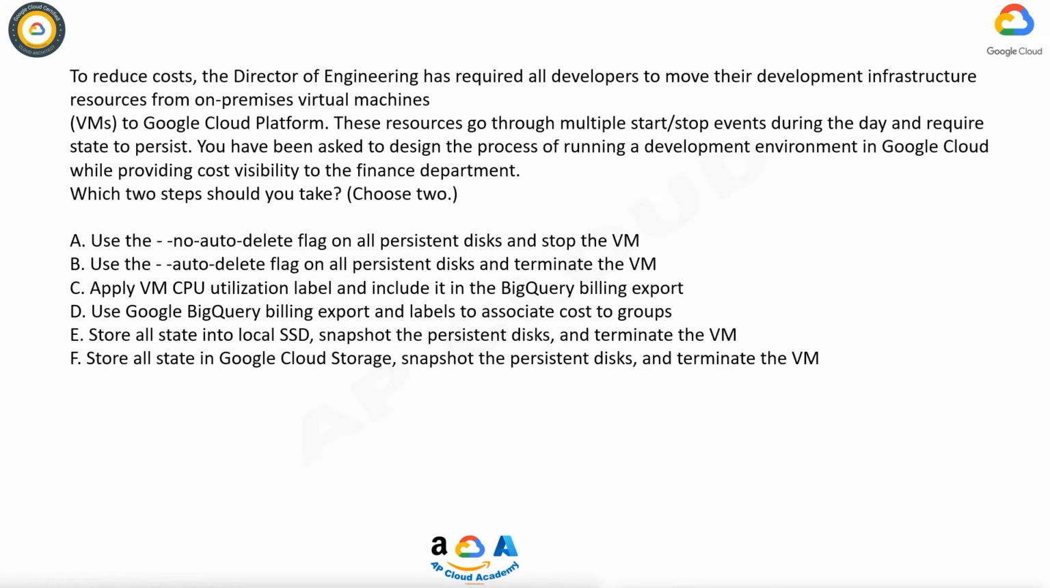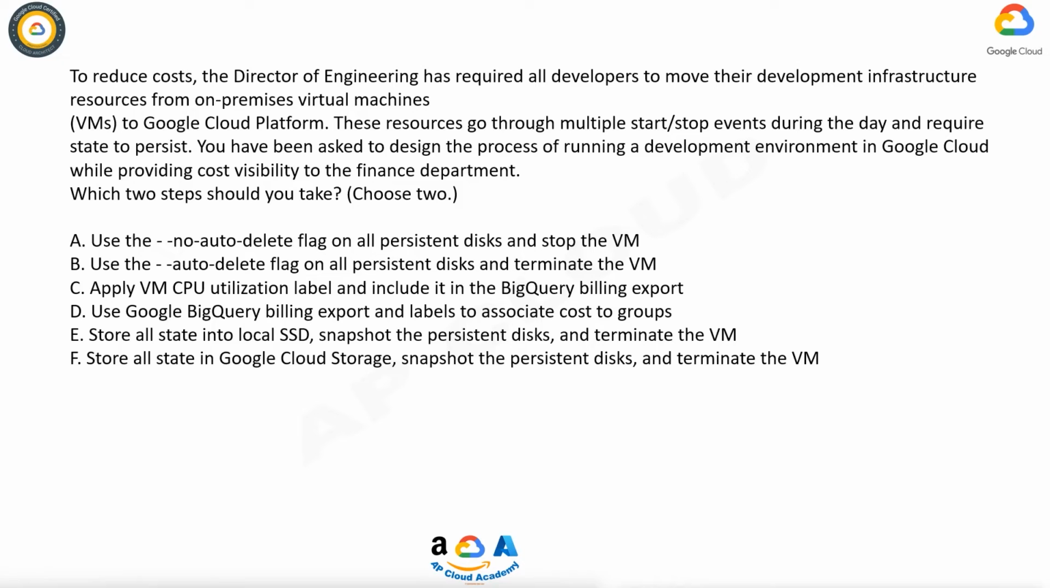Choose 2. A. Use the No Auto Delete flag on all persistent disks and stop the VM. B. Use the Auto Delete flag on all persistent disks and terminate the VM. C. Apply VM CPU utilization label and include it in the BigQuery billing export. D. Use Google BigQuery billing export and labels to associate cost to groups.